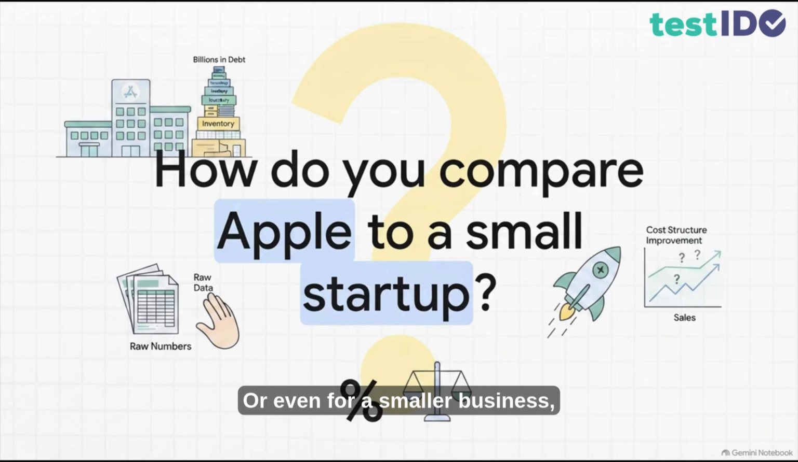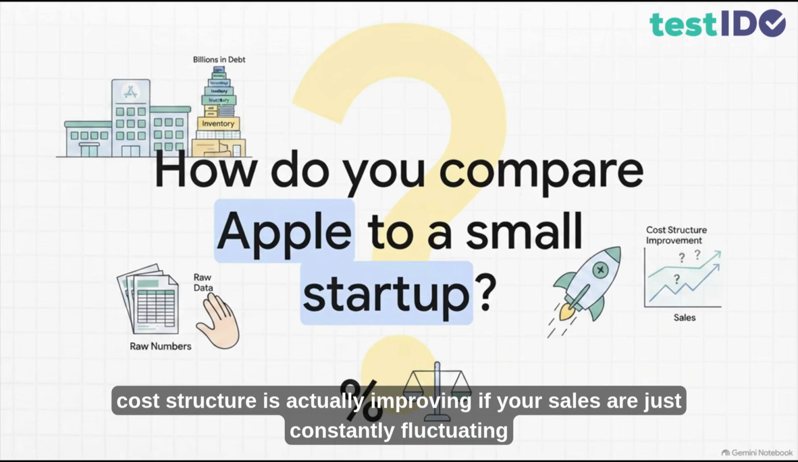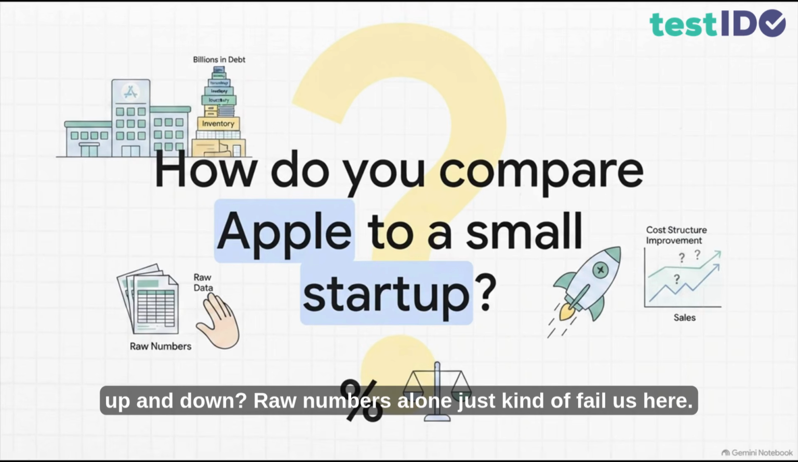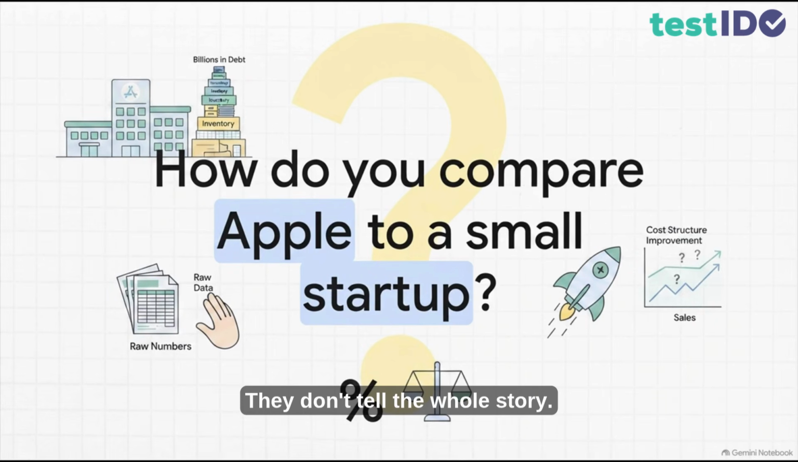Or even for a smaller business, how do you know if your own company's cost structure is actually improving if your sales are constantly fluctuating up and down? Raw numbers alone just kind of fail us here. They don't tell the whole story.